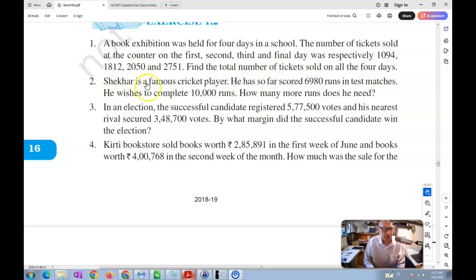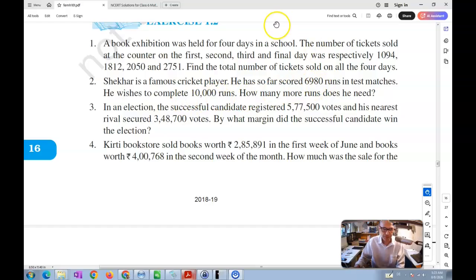And then Shekhar is a famous cricket player. He has so far scored 6,980 runs in the test matches. He wishes to complete 10,000 runs. How many more runs does he need? So he has already made so many runs, but he wants to make it to 10,000. So how many runs are missing?